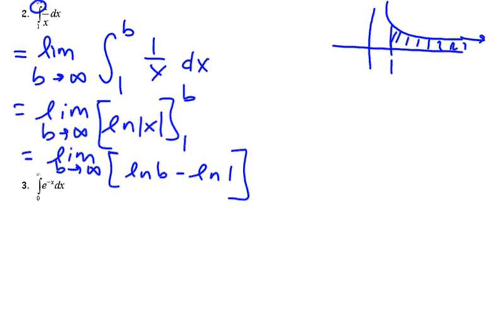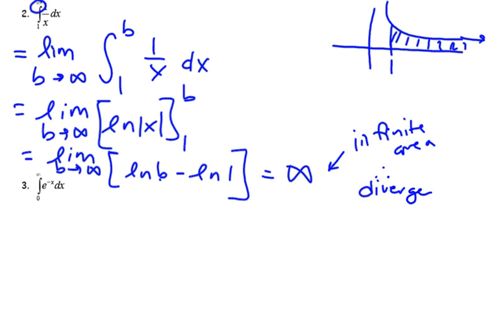I can actually drop the absolute value here because you're going from 1 to infinity, so it's always going to be positive. As b approaches infinity, the natural log approaches infinity, and of course the natural log of 1 is 0. So this is actually infinite. This is infinite area. Therefore, we call it divergent.